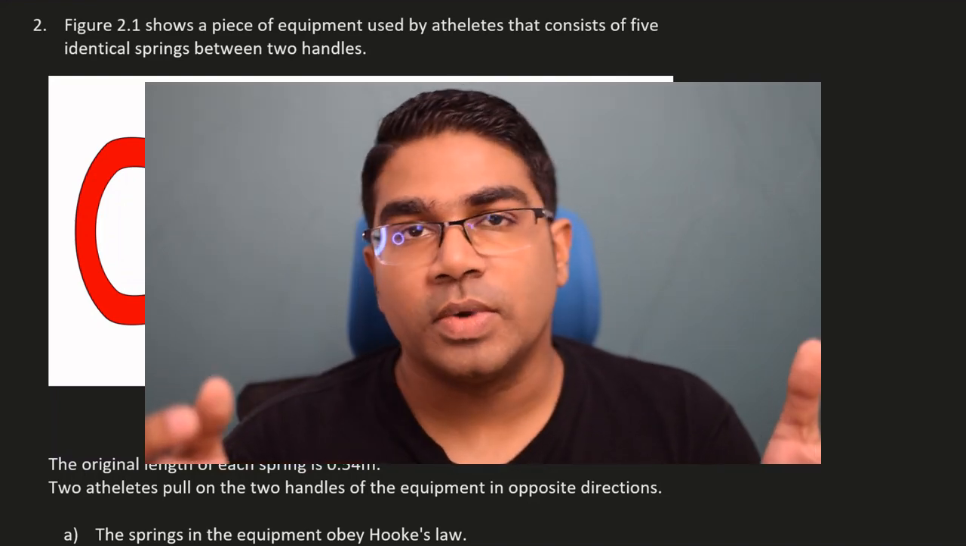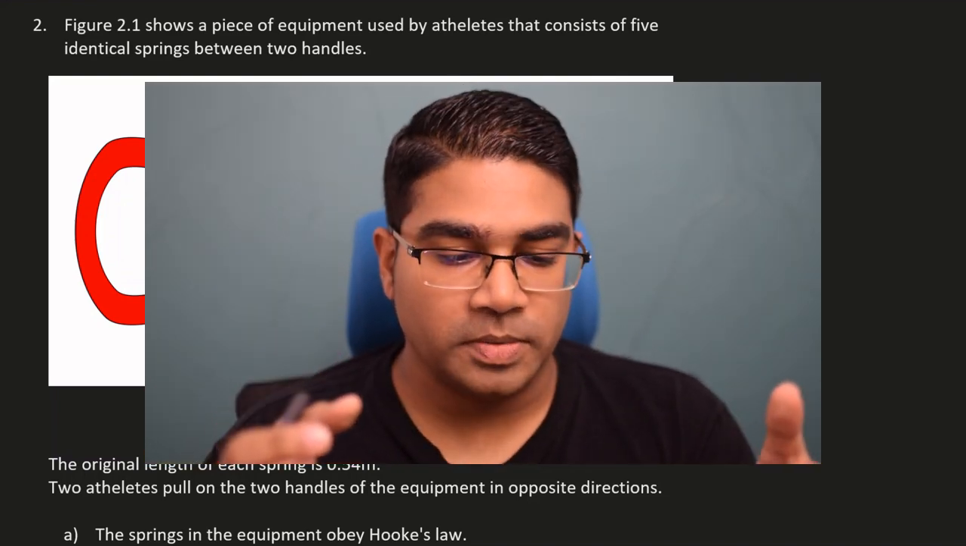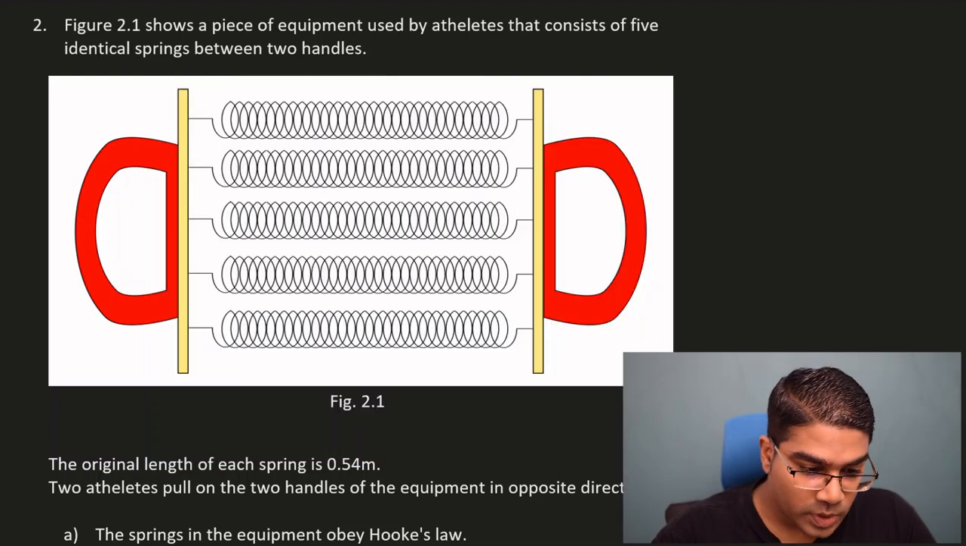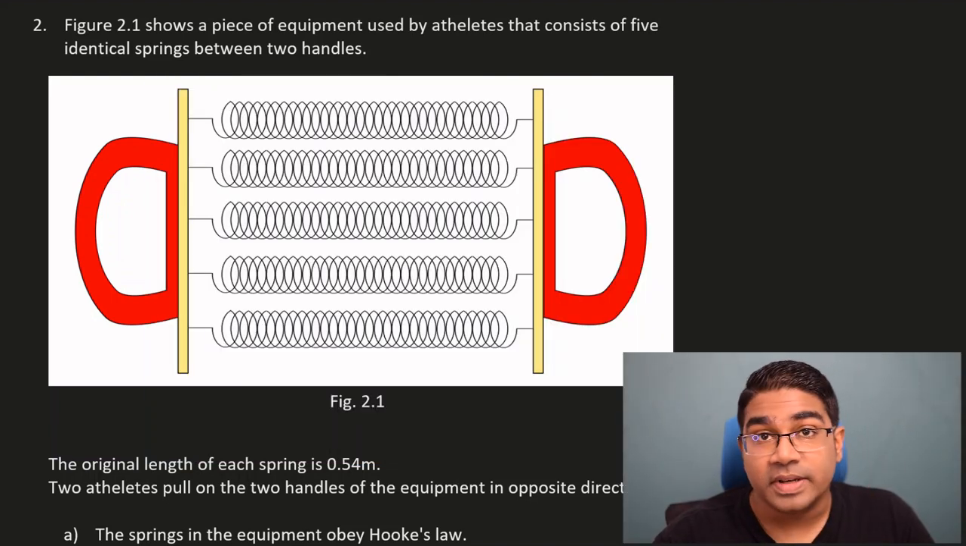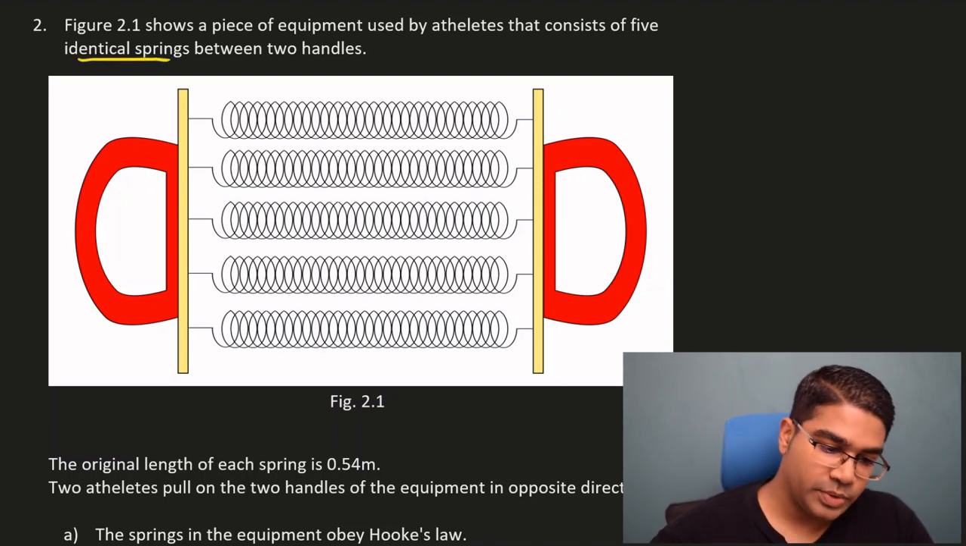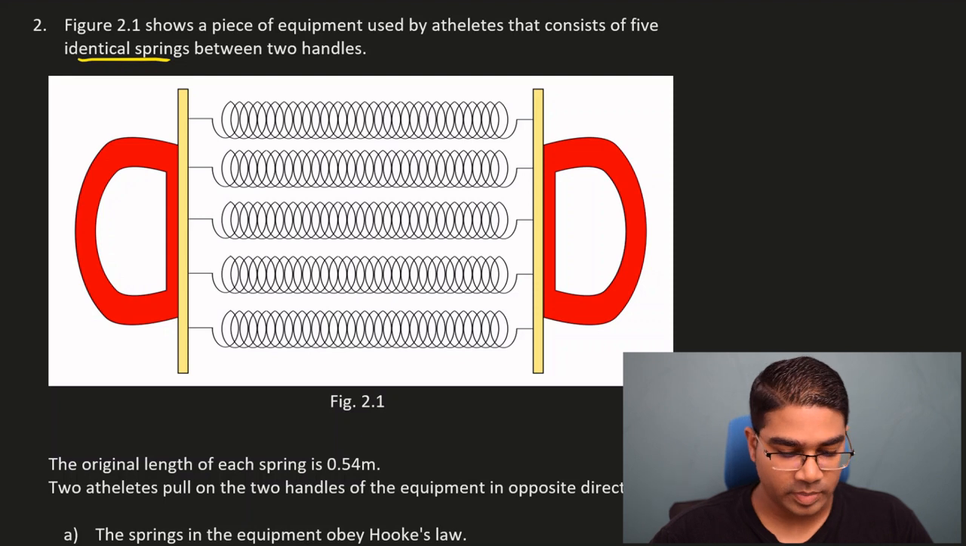The next question, we are going to study Hooke's law. So we're going to study forces in springs. Let's look at this question. Now, figure 2.1 shows a piece of equipment used by athletes that consists of 5 identical springs between 2 handles. So as we can see in the diagram here.